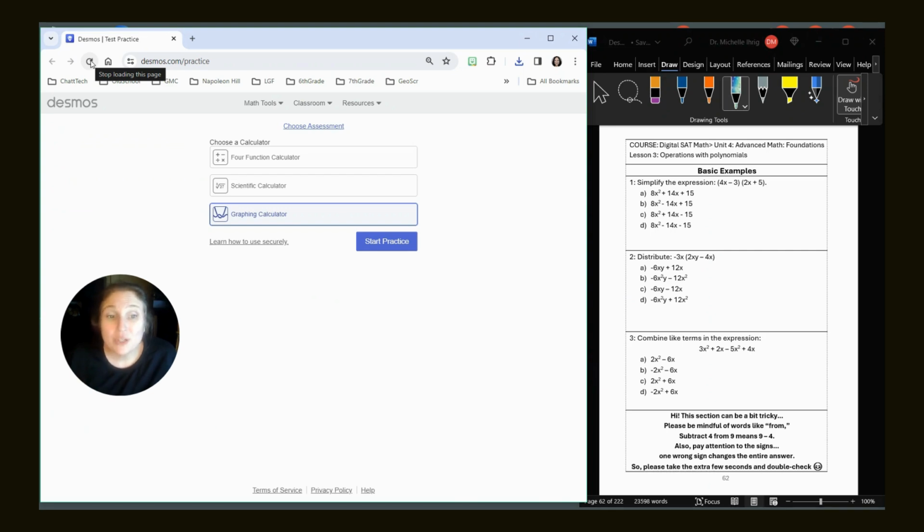Right now, we are doing Unit 4, Lesson 3 on operations with polynomials. This is a perfect example of why knowing how to use the graphing calculator is super important. If you know how to do everything in your head, like probably number 3 you could do in your head, great. But the graphing calculator is really going to help you out.